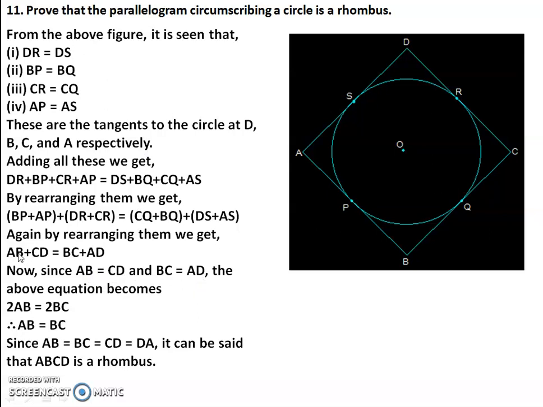Now what happened? CD I can write as AB. AB plus AB, 2AB, BC plus BC, 2BC. So AB is equal to BC. AB is equal to BC, BC is equal to AD, and all the four sides are equal. So, this parallelogram can be described as a rhombus.